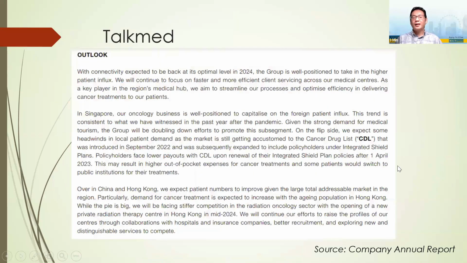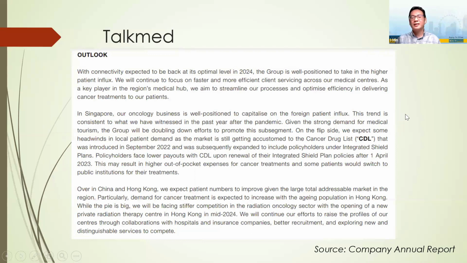Okay, TalkMed. Basically this is a medical group. As I understand, they are quite strong in oncology, that means cancer treatment, and they depend a lot on medical tourism. They operate out of Mount E, if I am not wrong.